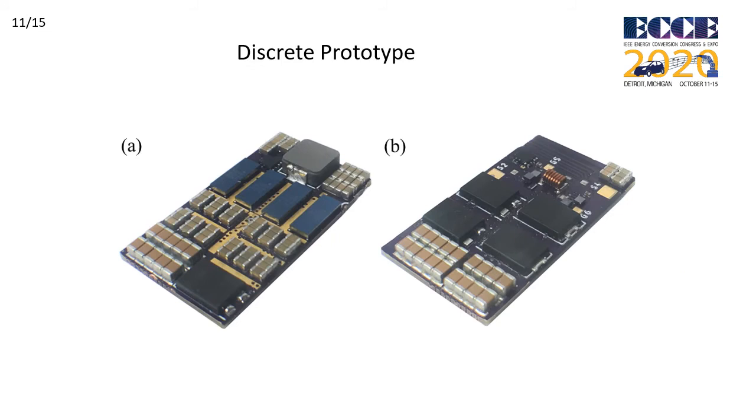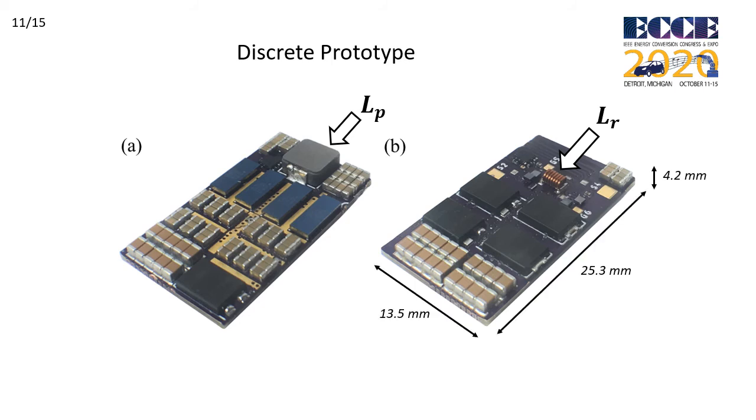Next, a discrete prototype was constructed as depicted here. To keep things more ideal, an air core inductor was used for LR to avoid any saturation complications. And yet, as is, the components that are introduced to affect resonant charge redistribution only contribute 0.7% to the total solution volume, where the converter measures approximately 0.08 cubic inches.